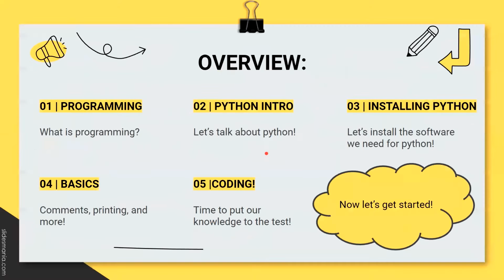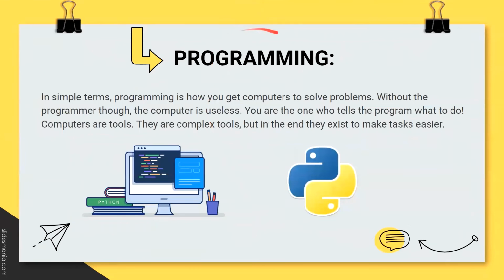So let's get started. First, let's go over the overview of today's video. We're going to be going over programming and what is programming. Then we're going to be looking at Python specifically. Then we're going to be installing Python, because that's a big part of coding with Python. Then we're going to be looking over the basics for Python, so just a couple of simple codes. And then finally, we're going to be coding. So let's get started. Now, first, we're going to be looking at programming in general.